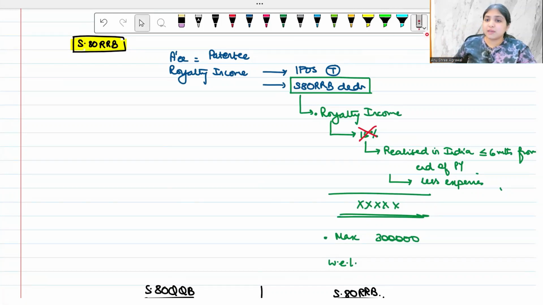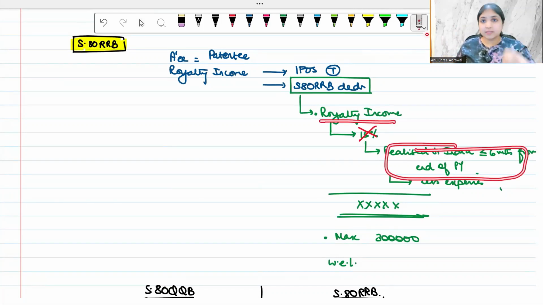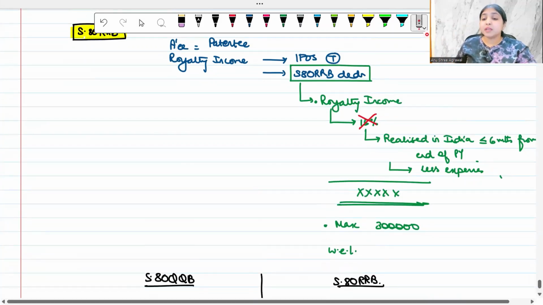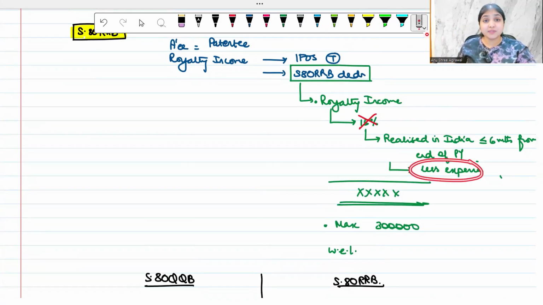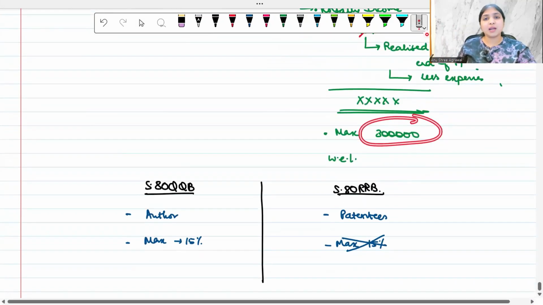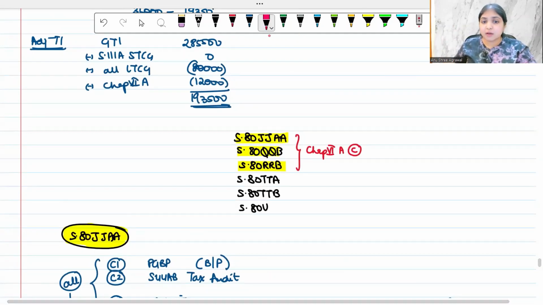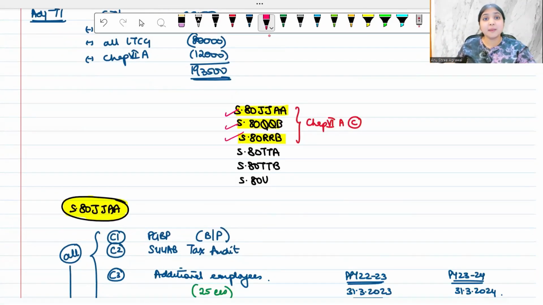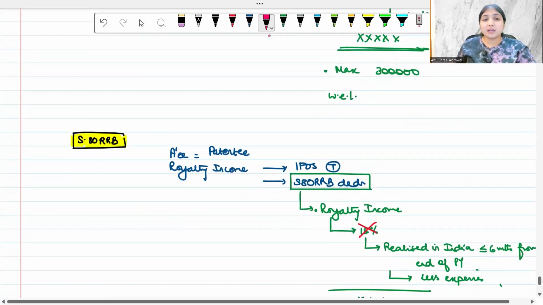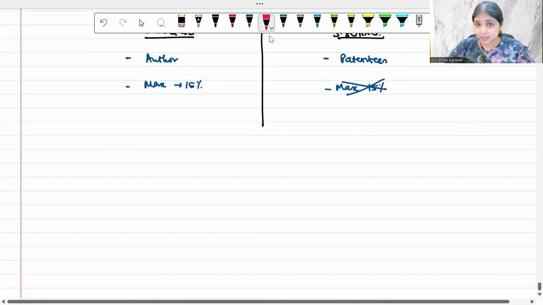Even over here, we'll consider only that part of the royalty income which we have remitted to India within 6 months from the end of the year. Even over here, whatever expenses we've incurred to earn this royalty income, we'll subtract. Even over here, our maximum deduction is going to be 3 lakhs. Okay, so with this, you've learned all your 3 sections which are a part of chapter 6A, part C. You've learned about 80 JJAA, and you've learned about 80 QQB, and you've also covered 80 RRB.